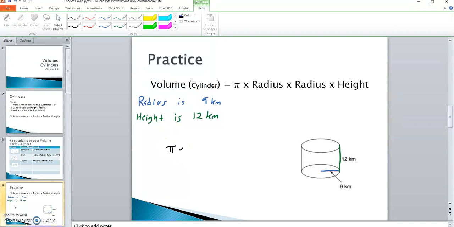The formula is pi times our radius, which is 9, times 9 again, times height. Go ahead and put that into your calculator, and you should come up with 3,053.628. Our units for this one are kilometers cubed because it's volume.